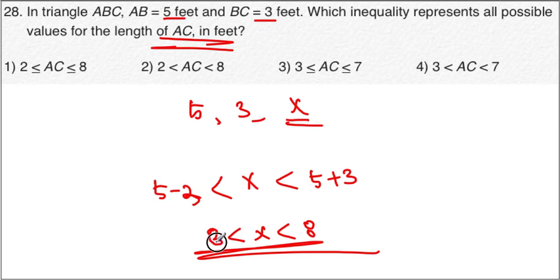This has to be 3, then therefore this has to be 2 and 8, which will be choice 2. Notice it's not greater than or equal to, but simply strictly greater than 2, because for example, if AC were to be equal to 2, then we wouldn't get a triangle, but we will in fact get two flat lines.